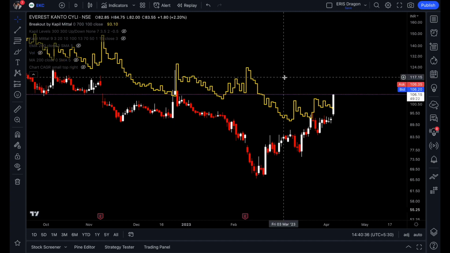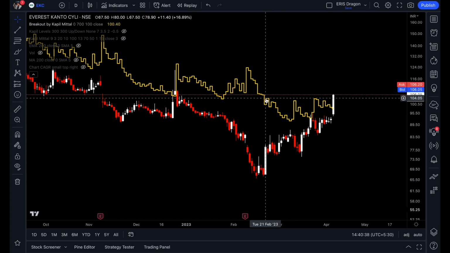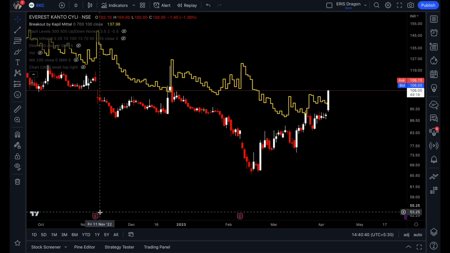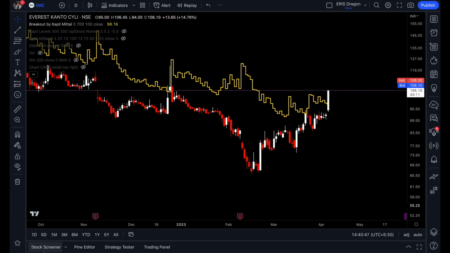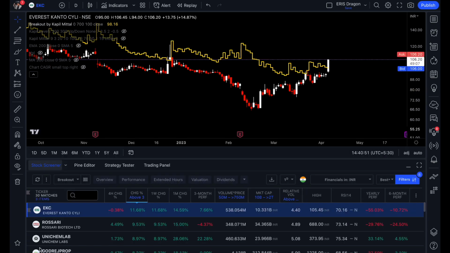Once we have set these settings, let's look at step 4 of our process, which is to set up the TradingView stock screener. On your TradingView screen, you will see on the bottom left this option called stock screener. If you click on it, you will see multiple filters. And you can change these filters to identify the perfect stock.